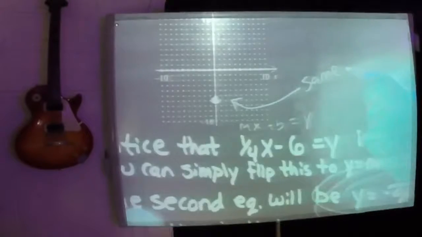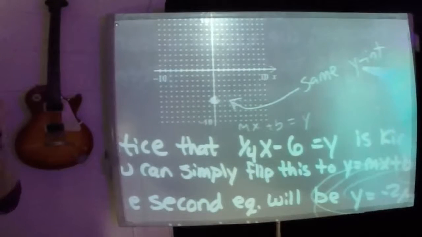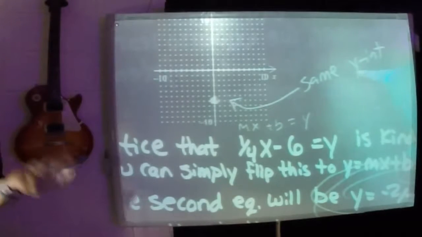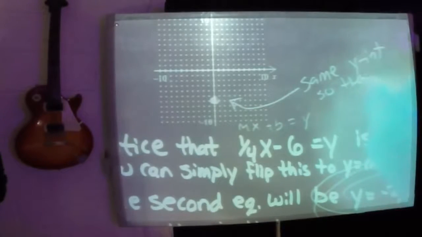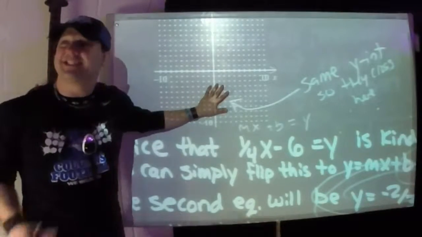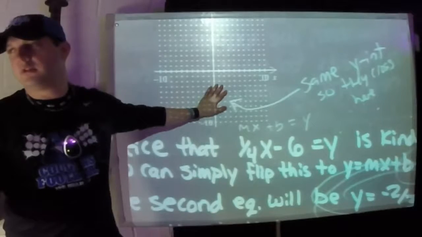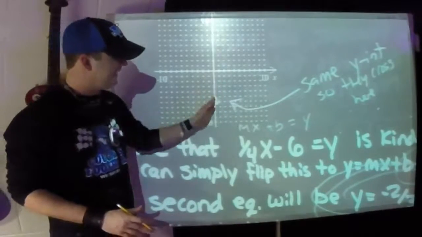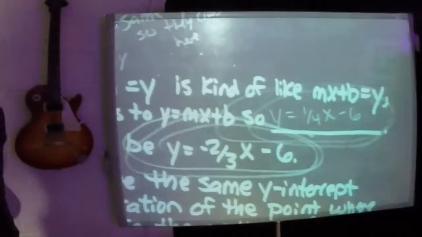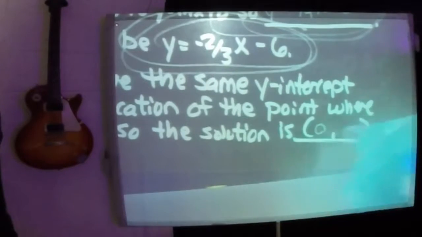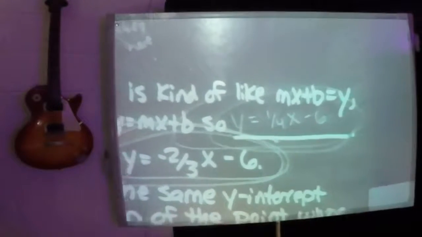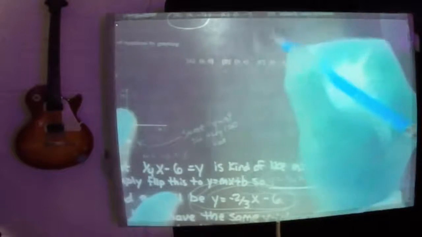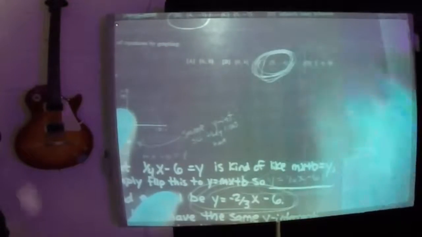0, -6. Yeah, same y-intercept. You have to be on the ball to tell me, is it 6, 0, or is it 0, negative 6? 0, negative 6. Left, right, none, straight down. So it's 0, negative 6. All y-intercepts start out with 0, comma, some number. And there it is. 0, negative 6.